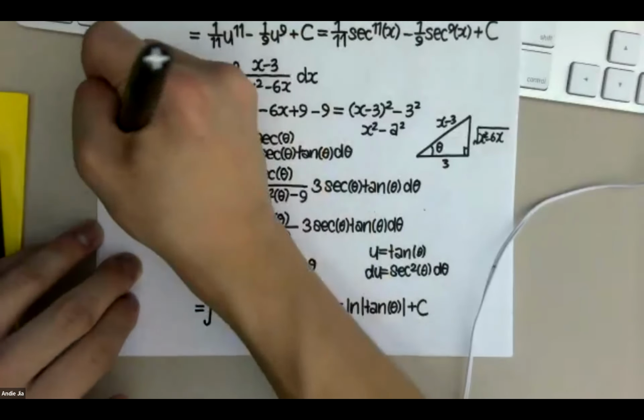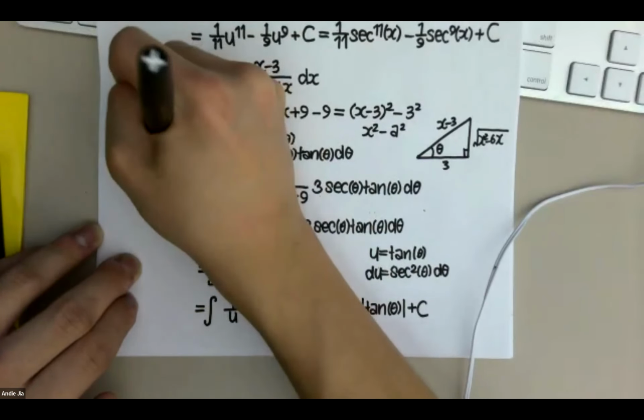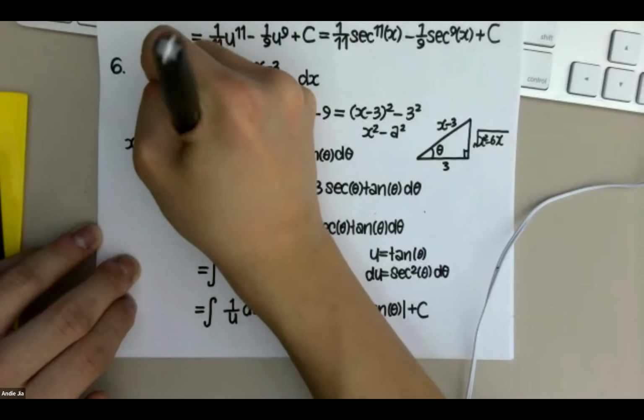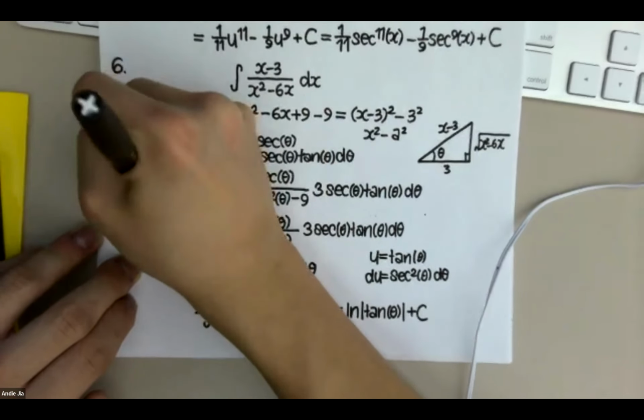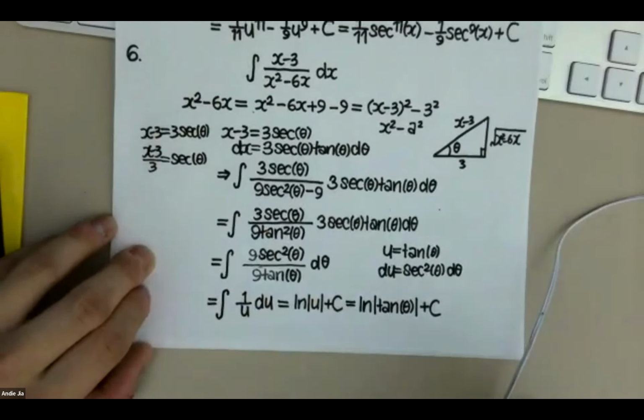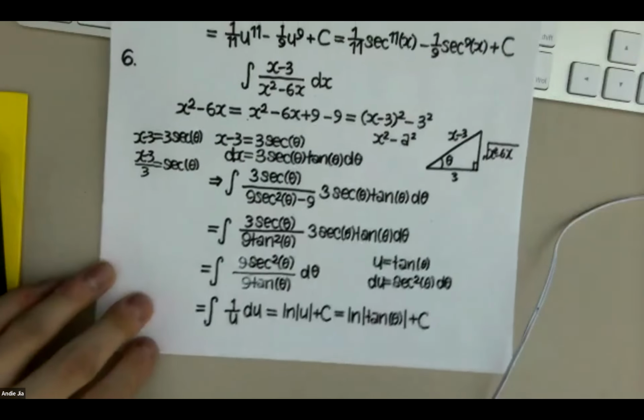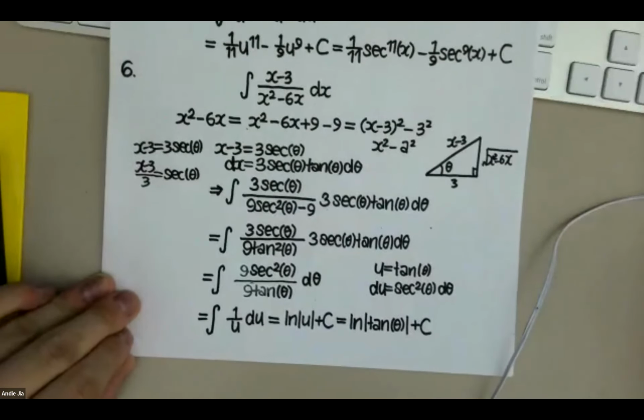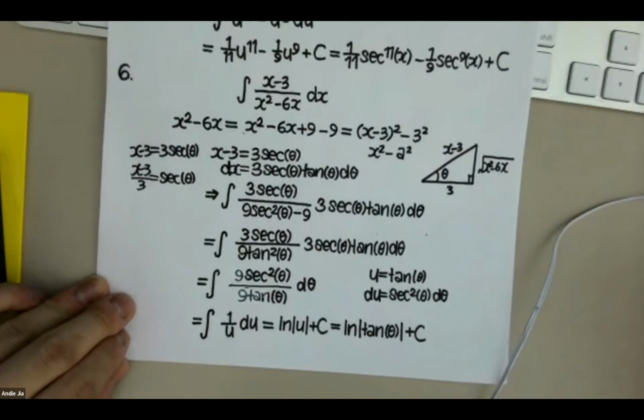How'd you get the values in the triangle, like the x minus 3 and the radical x squared minus 6x? Because if x minus 3 equals 3 secant of theta, then x minus 3 over 3 is secant of theta, and the secant is this over this. I see. Thank you. So does this question make sense to you guys? Sounds good.